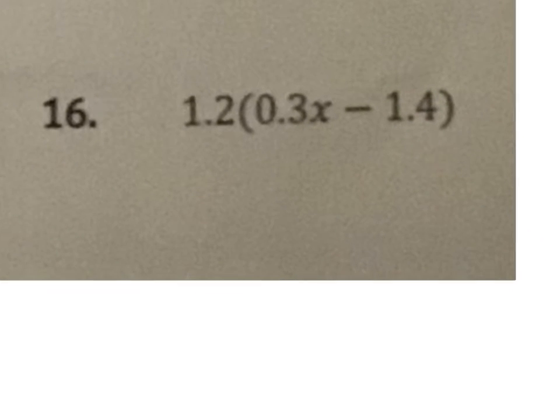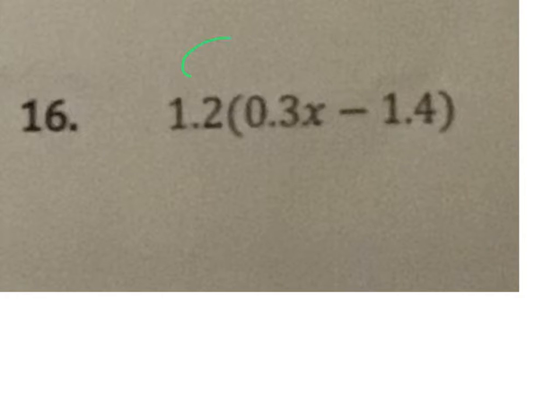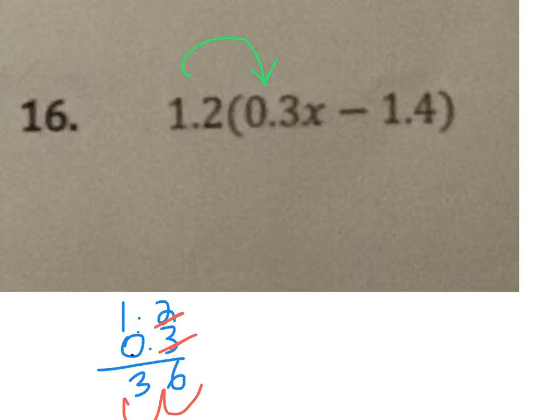Okay, last one. This is just decimals and distribution. 1.2 times 0.3. Multiply like normal: 6, 3. I don't have to multiply that out because it's 0. There's 2 spots after the decimal, 1, 2. So that is going to be 0.36x, and 1.2 times 1.4, bring down the minus.